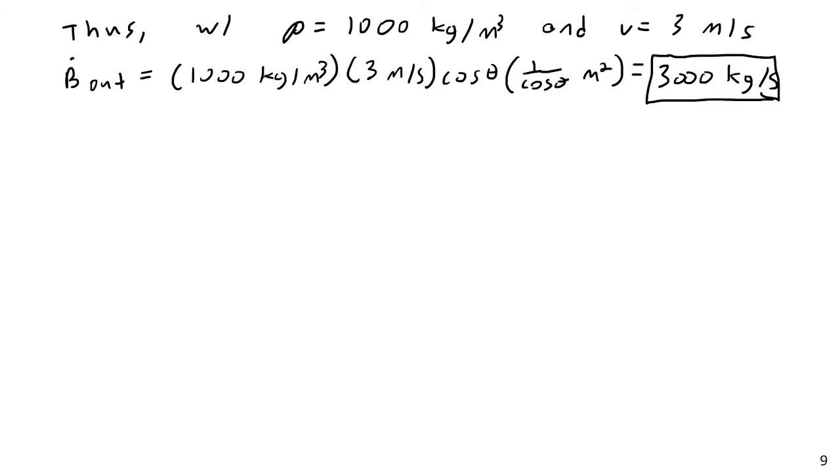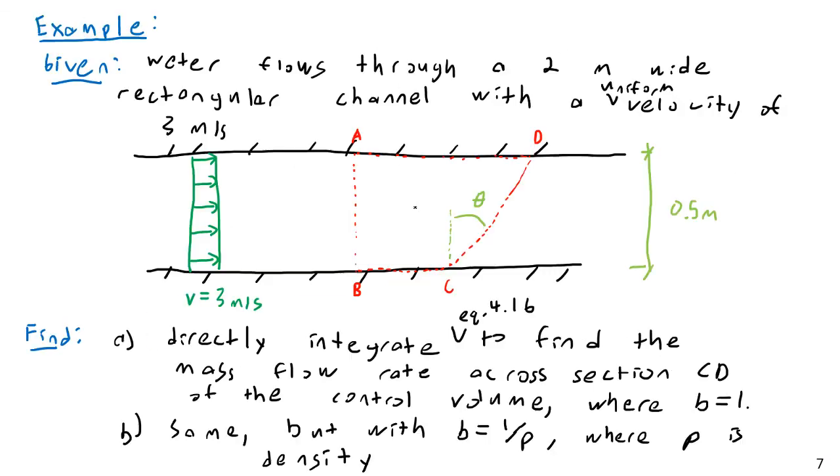Let's make a note of something. Good. 3,000 kilograms per second. So notice, it turns out what's happened here is that this has become independent of theta. It doesn't matter what this angle is. The same amount of mass will be flowing past this boundary no matter what. And really this shouldn't be surprising.